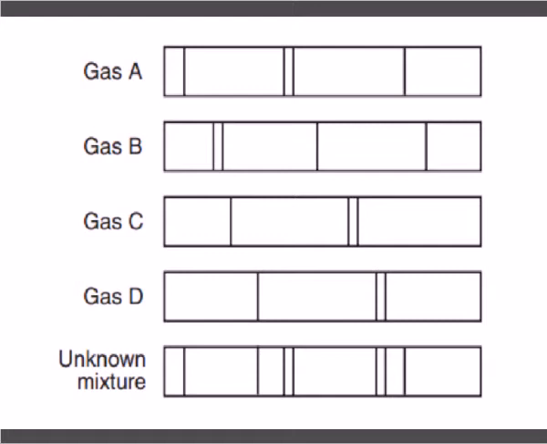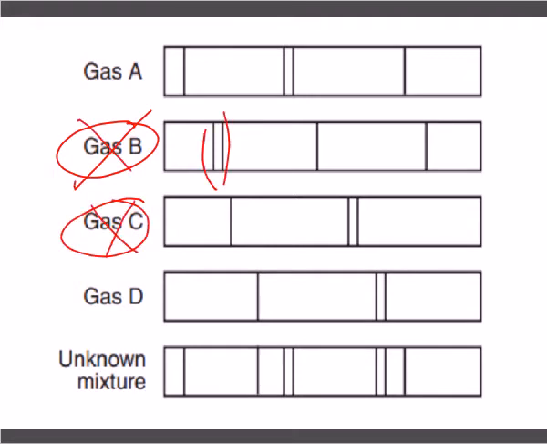What about this one that says gas A, B, C, and D, and then you have an unknown mixture? Which element or elements are not in the mixture? Gas B and C. Yeah, B and C, guys, they are not in the mixture. Again, you've got a double line here that's not there, and you've got a double line there that's not there as well. Okay? Questions? I think you guys had one more on yours.